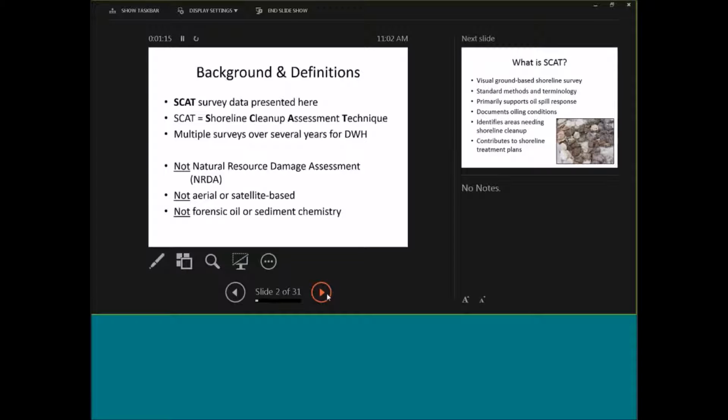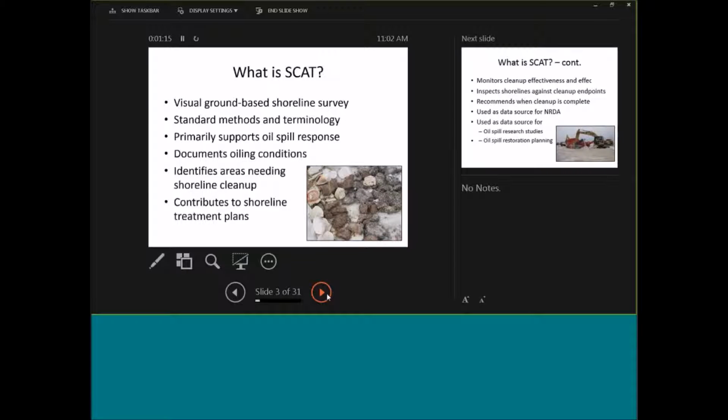So next slide. So what is SCAT? It's a visual ground-based shoreline survey. It can be done on foot. It can be done on ATV. Sometimes done from small boats or airboats in areas that are difficult to access. But it's actually what SCAT teams see and record on the field. So it's visual oiling, so grosser oiling levels. And it uses standard methods and terminology. At the end, I'll give you a link to a resource if you want to know more about SCAT and kind of how the method is practiced.